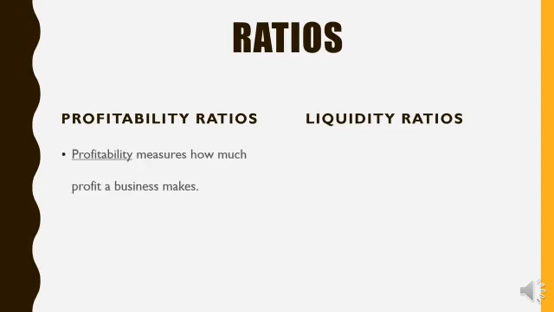Let us first have the two types of ratios, profitability ratios and liquidity ratios. Profitability measures how much profit a business makes. As profit is a key objective for a private sector business, stakeholders want each ratio to increase.